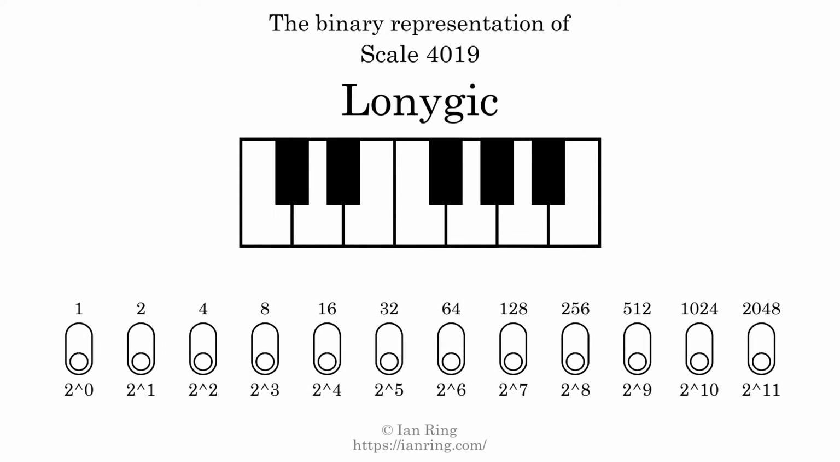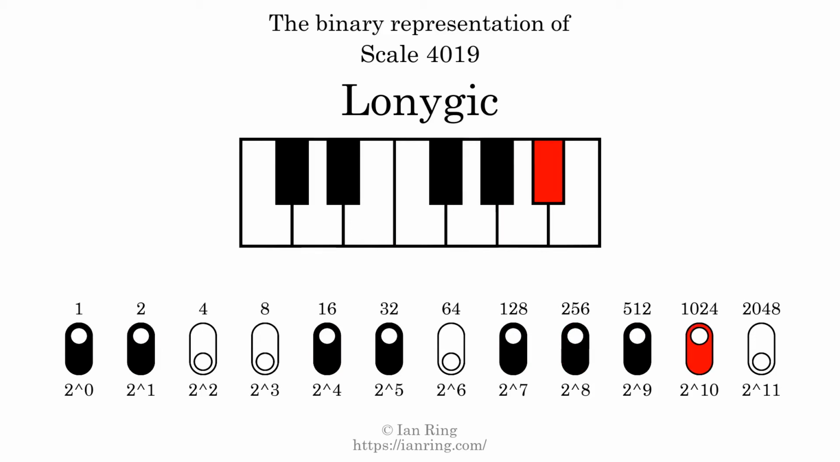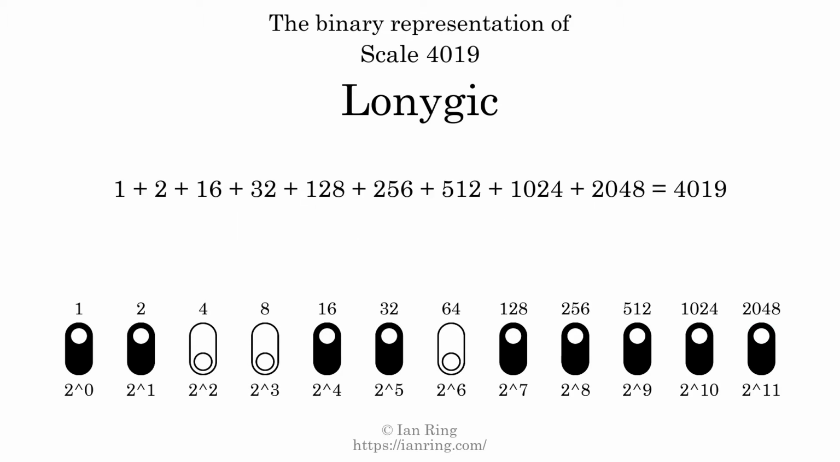The binary representation of this scale is determined by mapping tones of the scale to binary digits. Each binary digit represents a power of 2. To get the scale number, we add the powers of 2 together. The powers of 2 that are present in the scale, all added together, equals 4019. That is why the scale number, in decimal, is 4019.